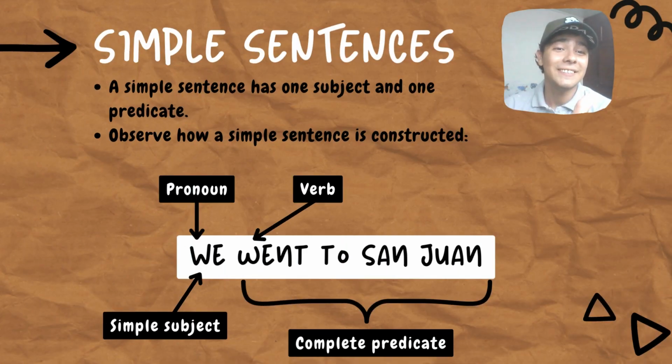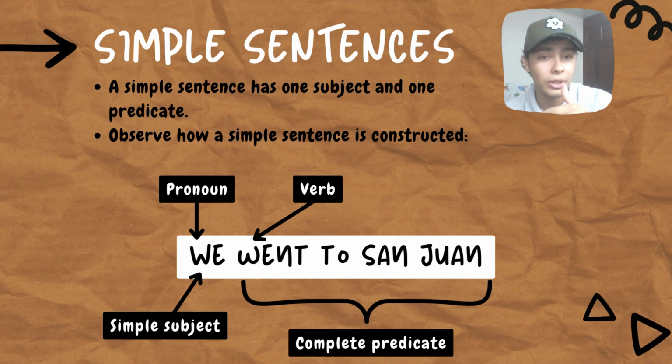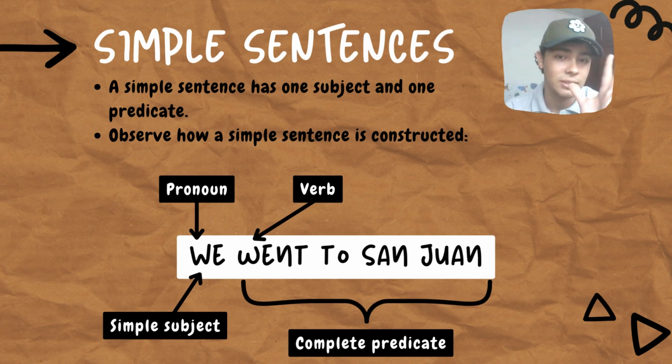So guys, this is a simple sentence. As I was explaining, a simple sentence has one subject and one predicate. For example, let's observe how we can create a simple sentence. The pronoun: we went to San Juan. Went is a verb, and we have two parts: the pronoun, the simple subject, and then the predicate.